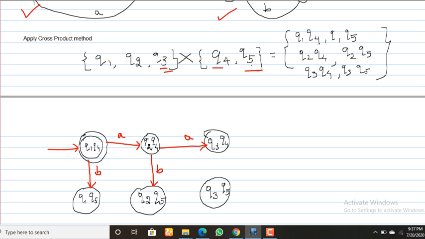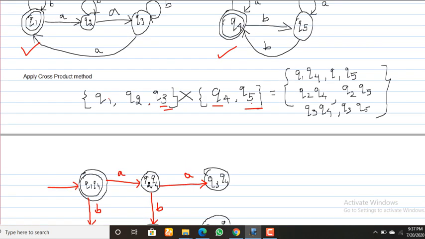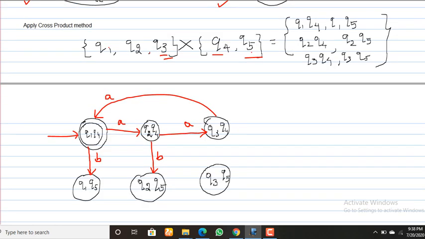Then Q3 on receiving A moves to Q1, and Q4 on receiving A moves to Q4, giving Q1Q4 on A. Q3 on receiving B stays at Q3, and Q4 on receiving B moves to Q5, giving Q3Q5 on B.